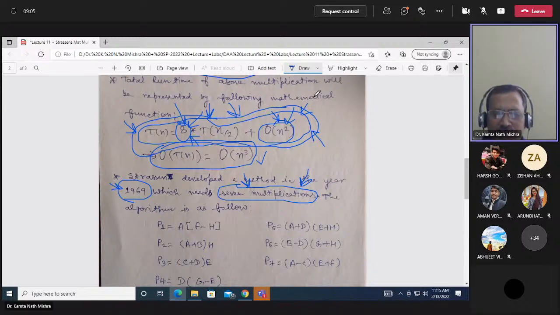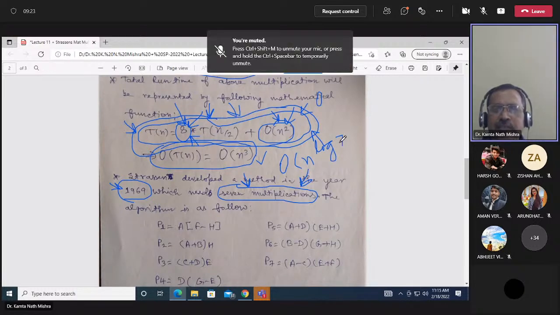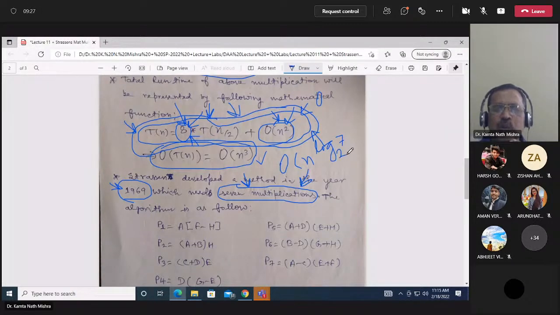And you can compute it: for Strassen's matrix multiplication, it will be O(n^(log 7 base 2)). Strassen's multiplication order will be big O of n power log of 7 base 2.